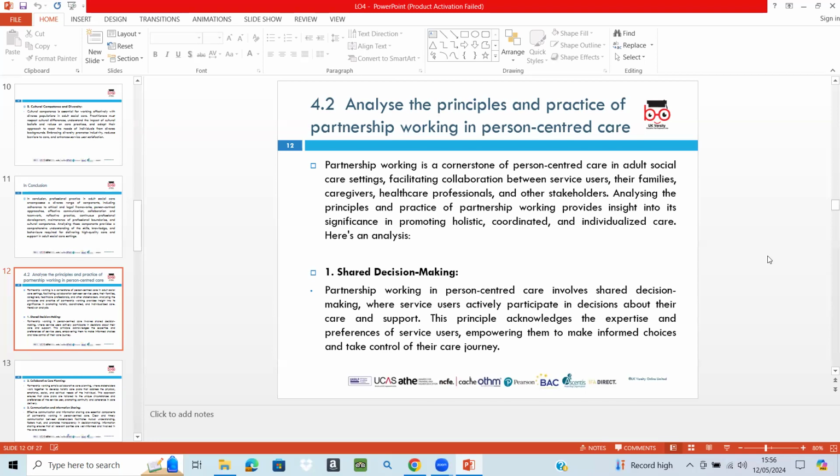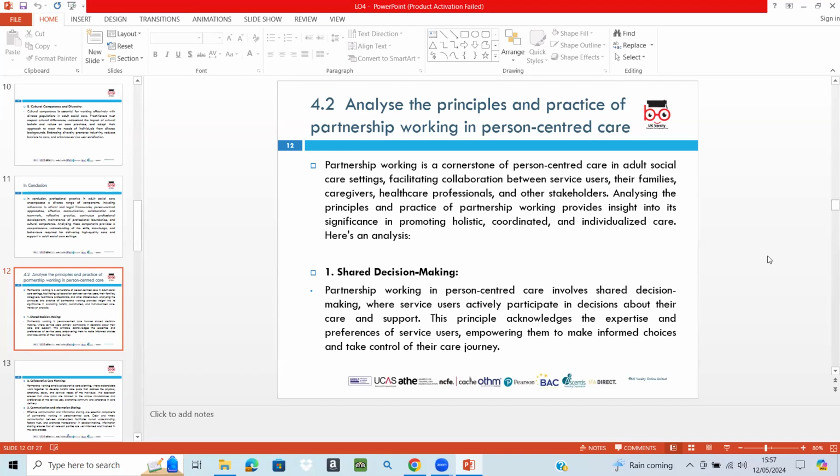So partnership working in person-centered care emphasizes shared decision-making, where service users are actively involved in decisions regarding their care and support. This approach recognizes the expertise and preferences of service users, empowering them to play a central role in shaping their care journey and making informed choices that align with their values, beliefs, and goals.